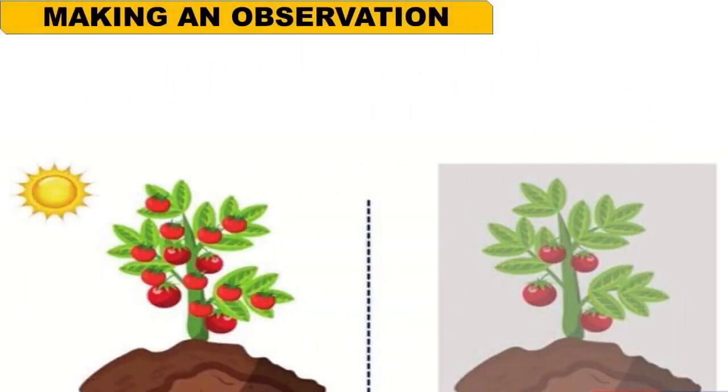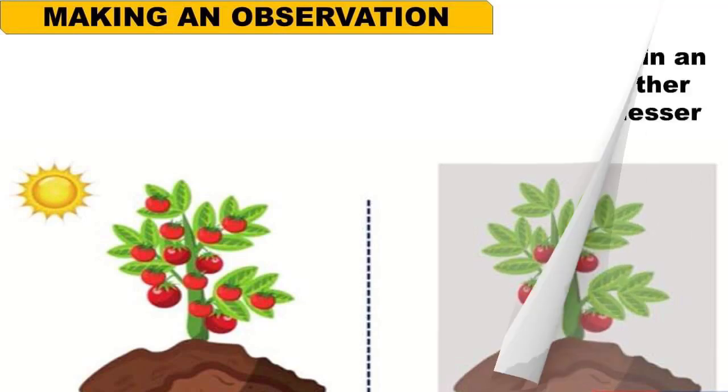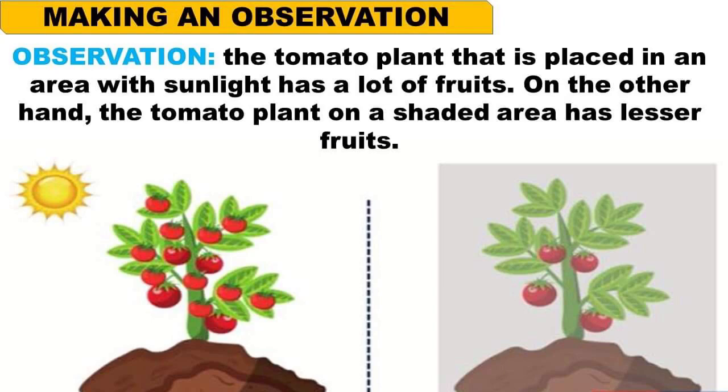Take a look at these pictures. What possible observation can you make? One observation that you can make is that the tomato plant that is placed in an area with sunlight has a lot of fruits. On the other hand, the tomato plant placed in a shaded area has fewer fruits.